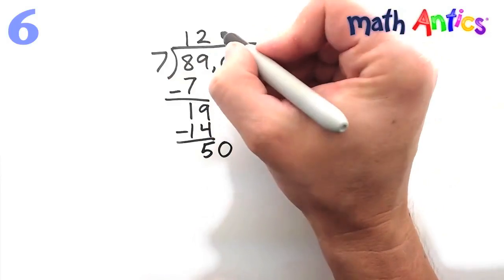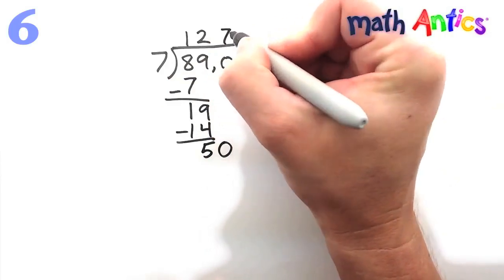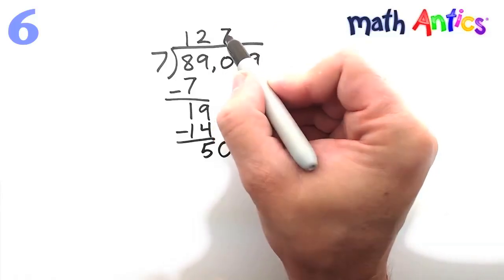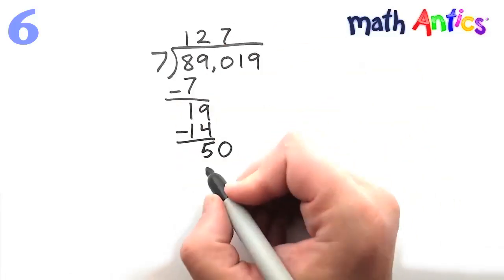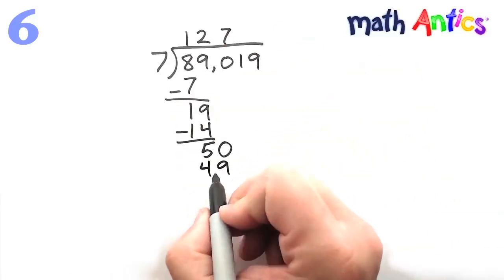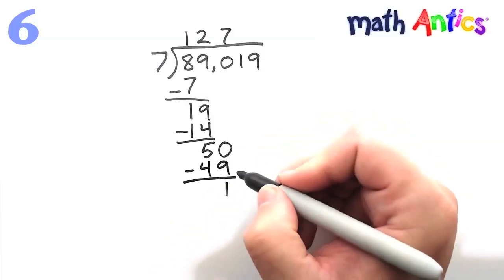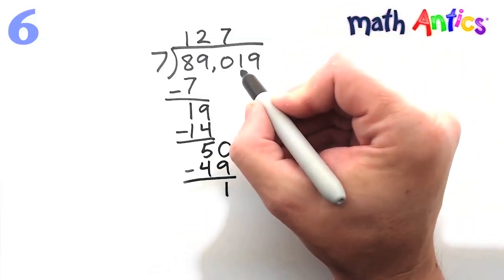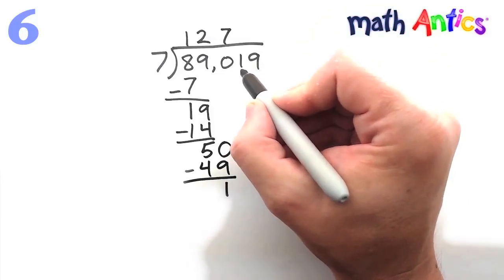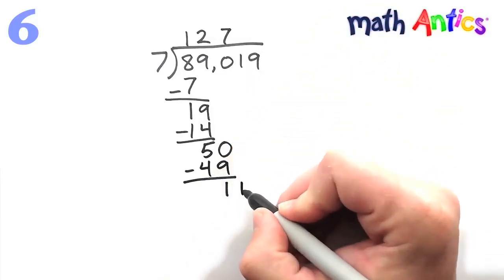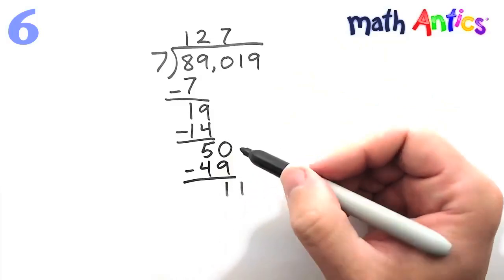So now we ask how many 7s does it take to make 50, or almost 50? And 7 7s will make 49, and that is almost 50. So we put 7 directly above the 0. So we have 7 times 7 equals 49. Put that there and subtract it. 50 minus 49 is 1. So we move on to our next digit in the number we're dividing up. That digit is a 1. So we need to bring a copy of that 1 down with our remainder. So now we have 11.